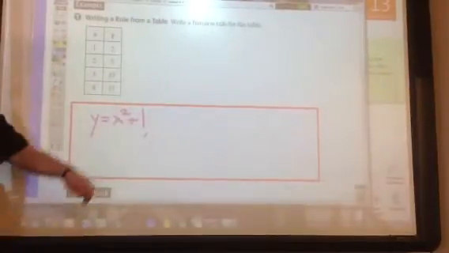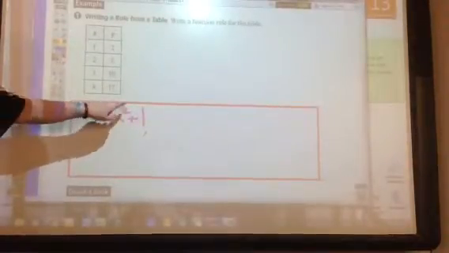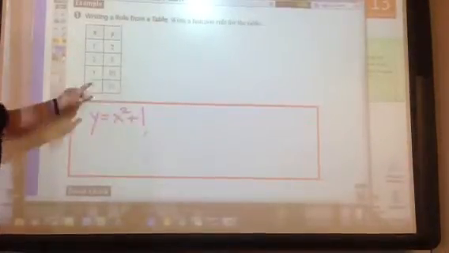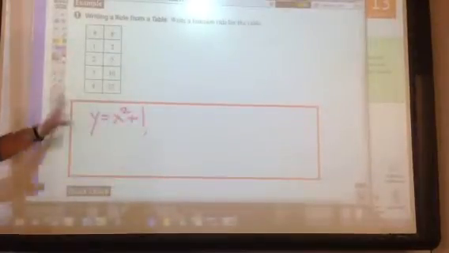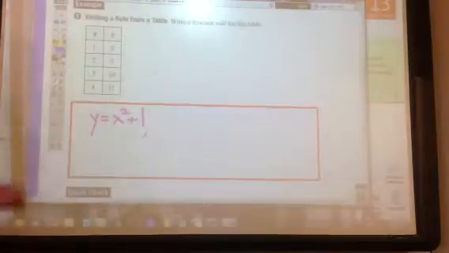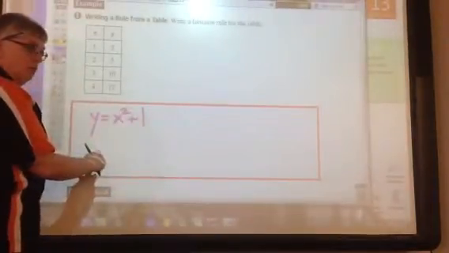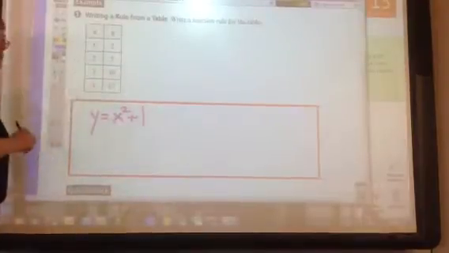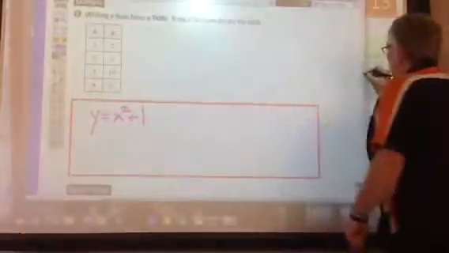Now, we have to test it. So if we put 3 in, 3 squared is 9, plus 1, 10. We get our answer. Put the 4 in, 4 squared 16, plus 1, 17. All right, so what you have to do is you're going to have to decide a rule that fits all of the data. Good job. Now, let's go look at a couple others.